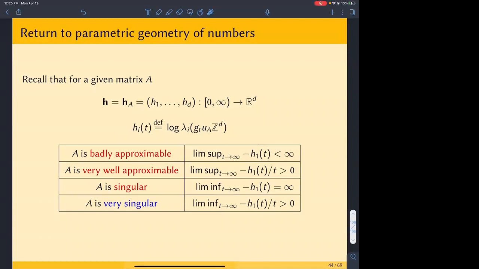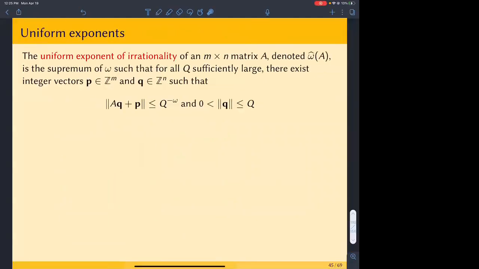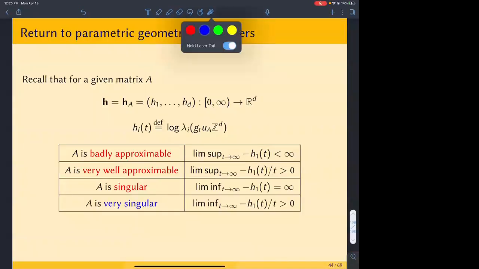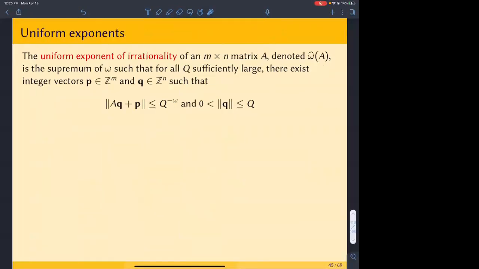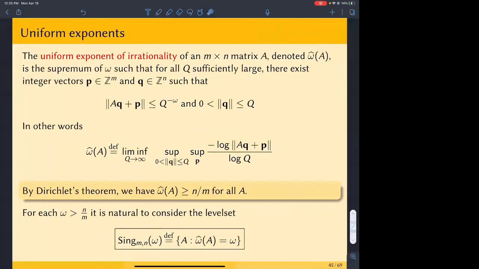Okay, so let me use the last 5 minutes to pose some questions. This is very broad; as I said, there are lots of questions to be asked here. So one of the things you could look at is, just like you have the very well approximable numbers, you could consider the very singular numbers, right? These are those matrices for which this limit, minus h1(t) over t, is positive. And you could look at level sets and say, hey, what about the Hausdorff dimension of all matrices whose uniform exponent of irrationality is equal to some parameter omega.